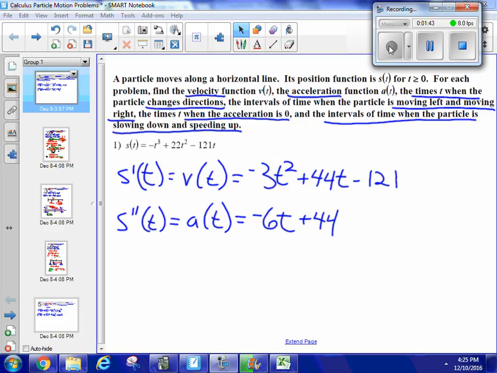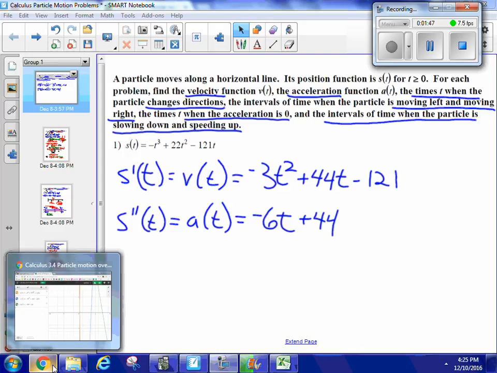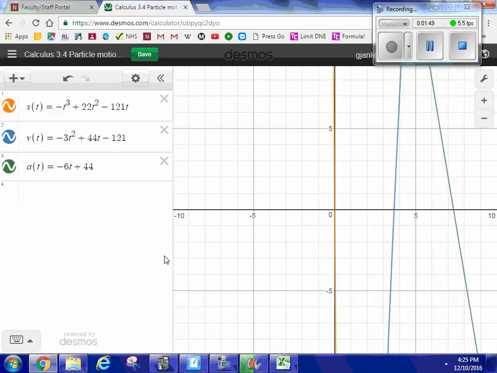So I've written my derivatives here, and I'm just going to take a minute or so and show you how I check them on Desmos. So what I did was I wrote in my s of t, and then I wrote in what I got for my first derivative, and what I got for my second derivative. Position, velocity, acceleration. And here's my graph.